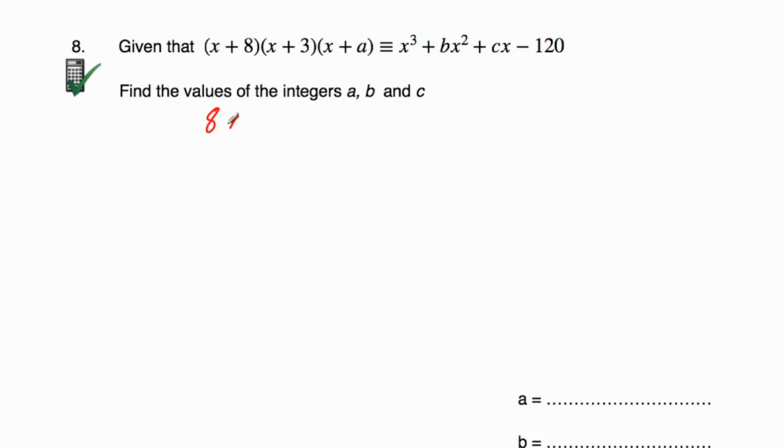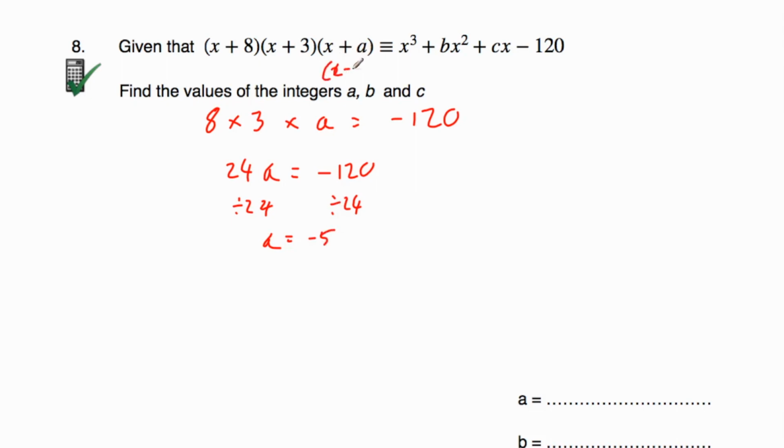So let's figure out what a is. So 8 times 3 times a is equal to minus 120. So 8 times 3 is 24, and then times by a is 24a equals minus 120. And then here we've got an equation, so divide both sides by 24, and that will give us that a equals minus 120 divided by 24, which is equal to minus 5. So that means that a equals minus 5, so this bracket is x minus 5. So we've been asked to find the values of a, b, and c. Well, we've found a is equal to minus 5. Now we need to find the values of b and c.